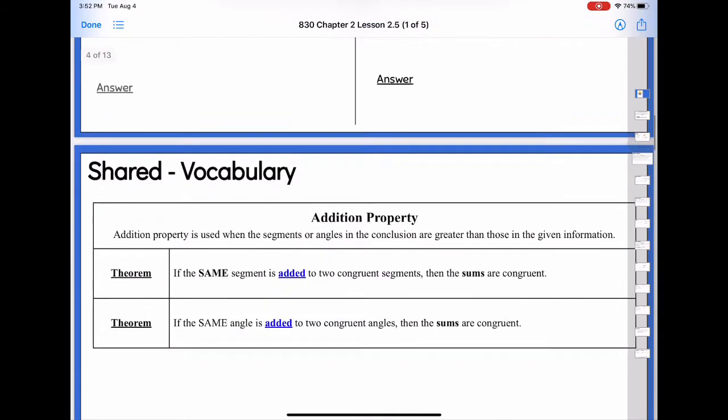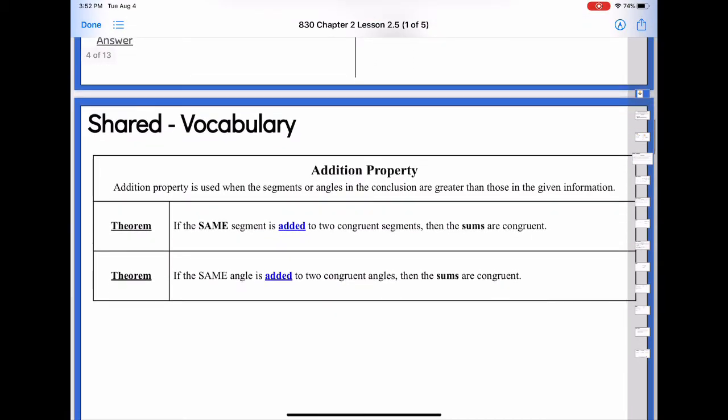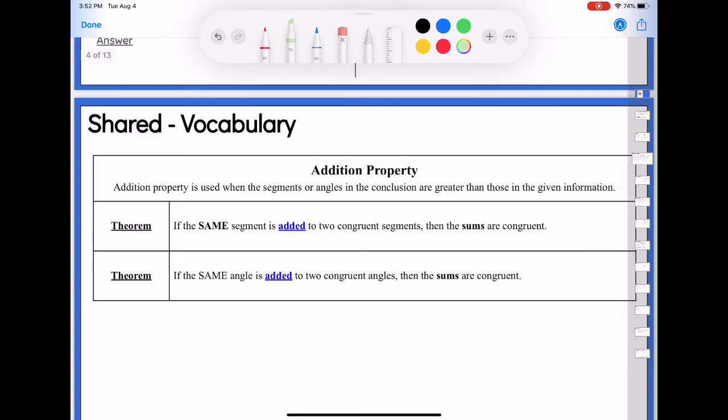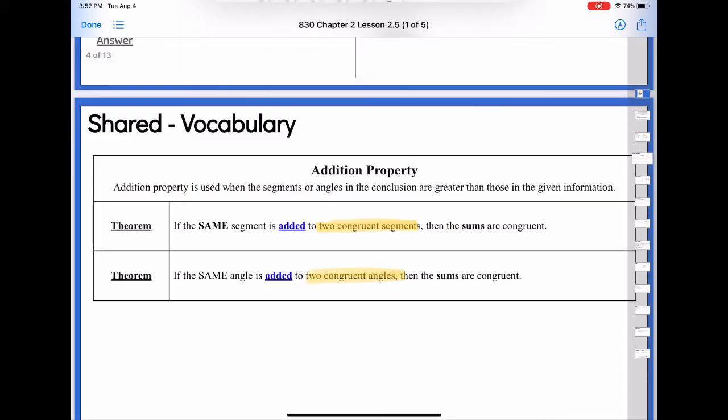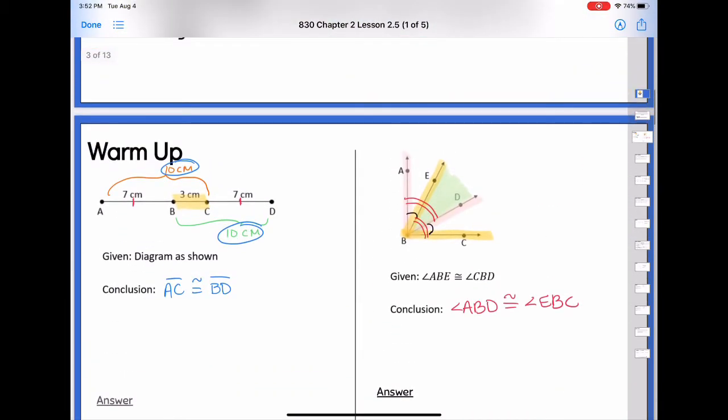So if I have the same segment added to two congruent segments, now it is important that you know your two segments are congruent, or angles, right? Then the sums are congruent. So if the same angle is added to two congruent angles, then the sums are congruent. Now think about that, right? If the 7 centimeters was not the same, if I had a 7 centimeters and 8 centimeters, then that wouldn't have worked, right?